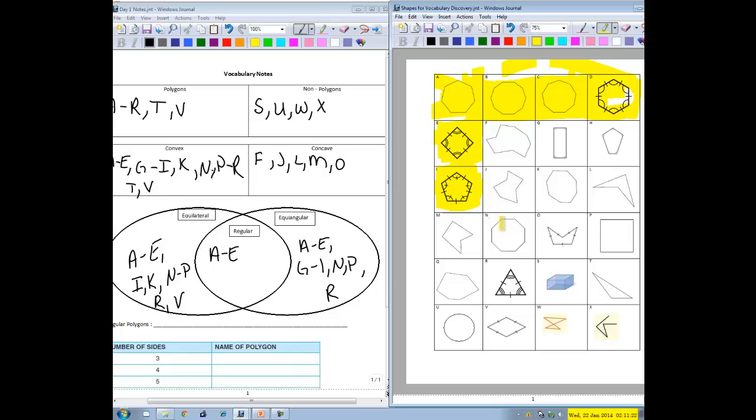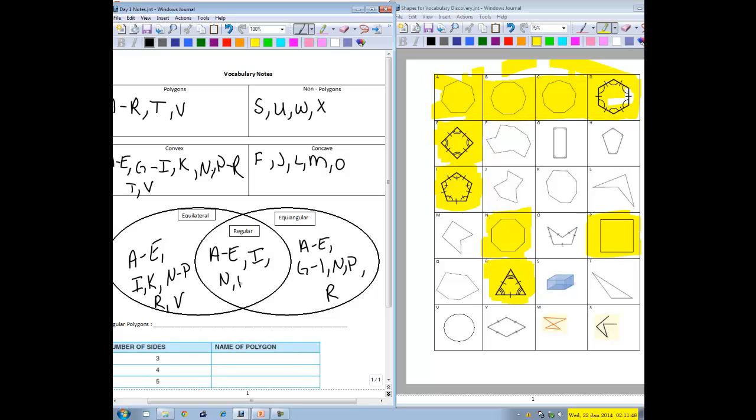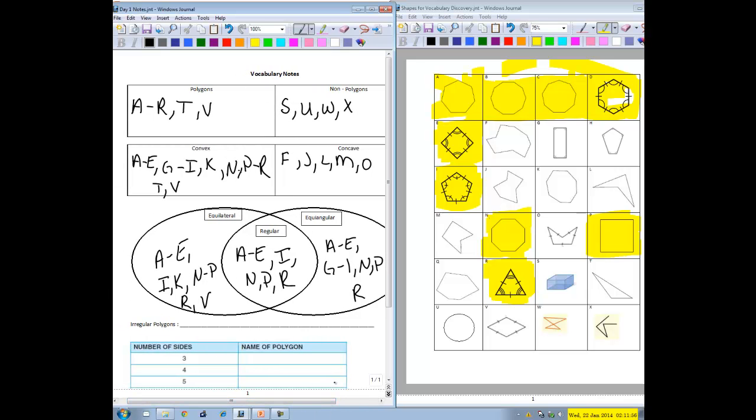N is a regular polygon. O is not, because not all the angles are the same. P is a regular polygon. A square is always a regular polygon. Equilateral and equal angular triangles are regular polygons. And those are it. So we have A through E, I, N, P, and R. So those are all regular polygons. They're polygons that have both all angles equal and all sides equal.